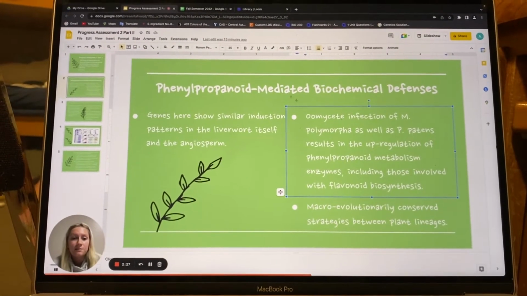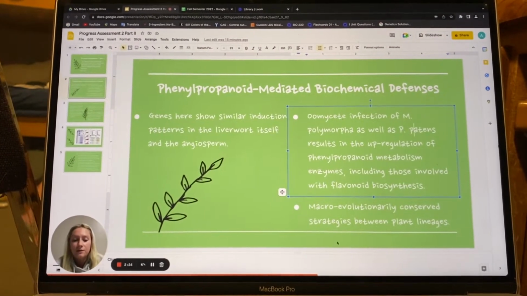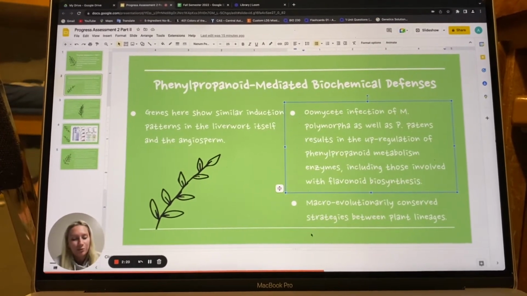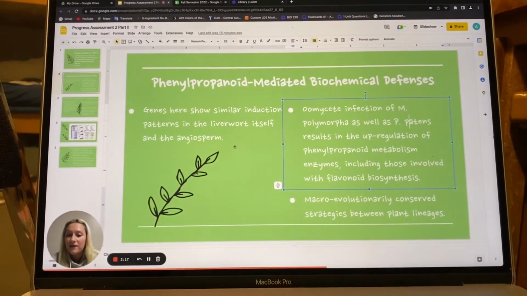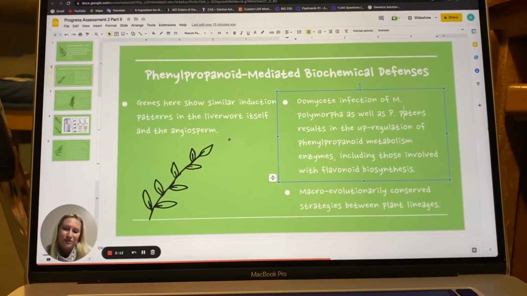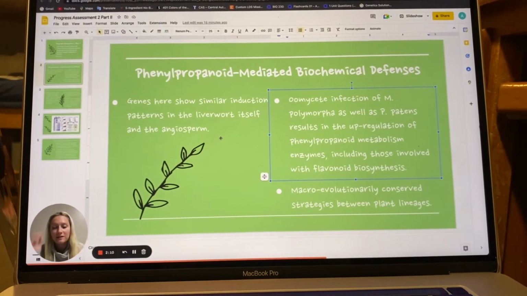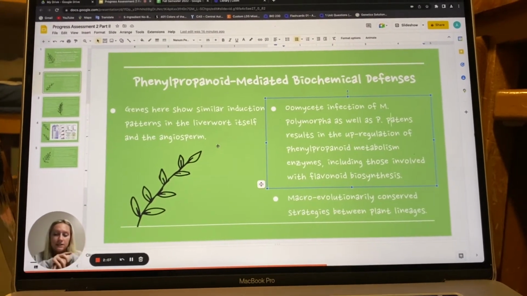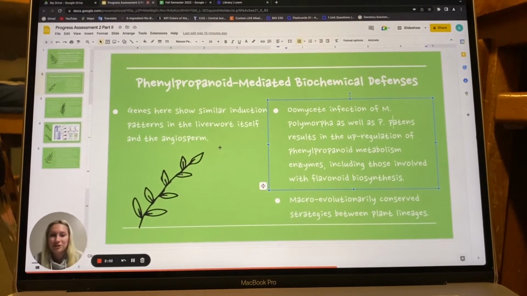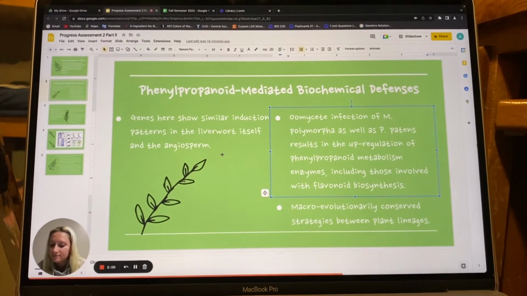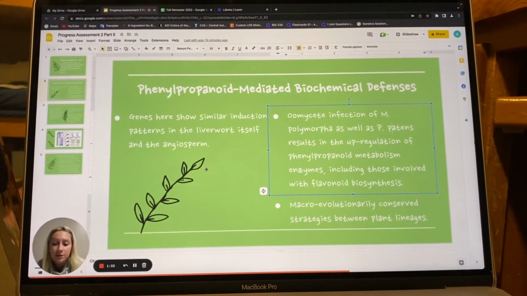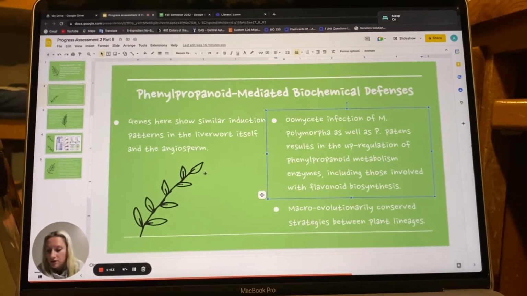And this particular kind of biochemical defense was found to be macroevolutionarily conserved between plant lineages, which I thought was super interesting. And the article also said that genes here show similar induction patterns in the liverwort itself and the angiosperm. So we haven't talked about angiosperms in class a lot yet, but I think it's really interesting to see how different plant lineages share similar traits and shared some of the same mechanisms to protect against these pathogen infections.